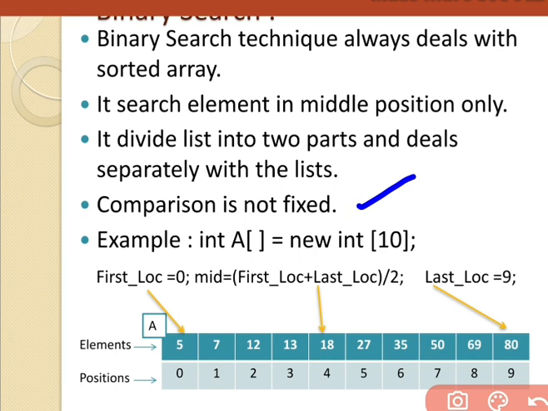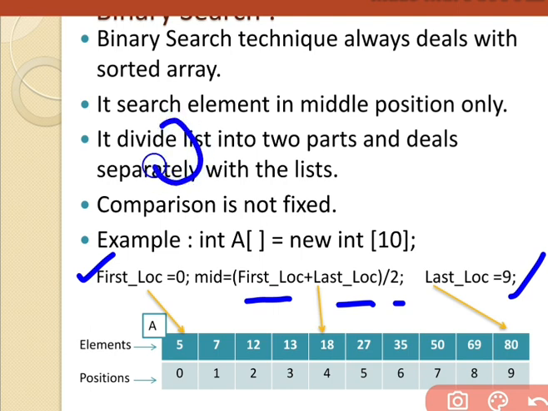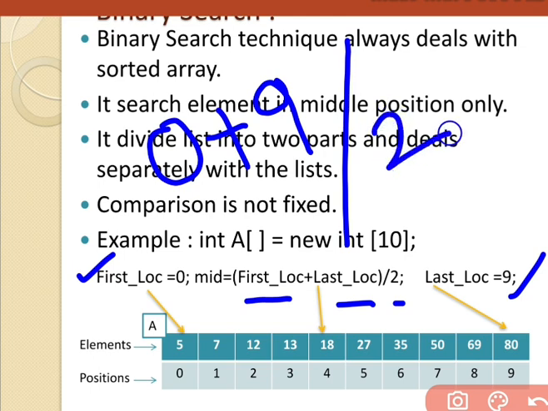See, if we are having an array of size 10, then our first location is always 0th location, because the array starts from 0, and our last location is size minus 1. Size is 10, means size minus 1 is 9. First location, last location. Then the mid one. The formula is first plus last divided by 2. Means 0 plus 9 divided by 2.